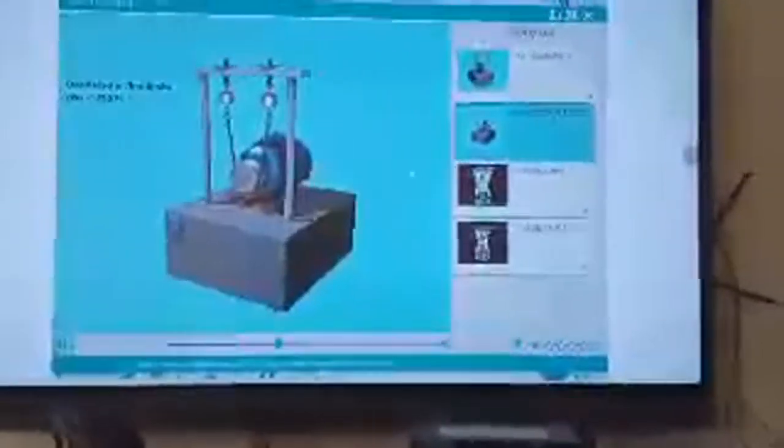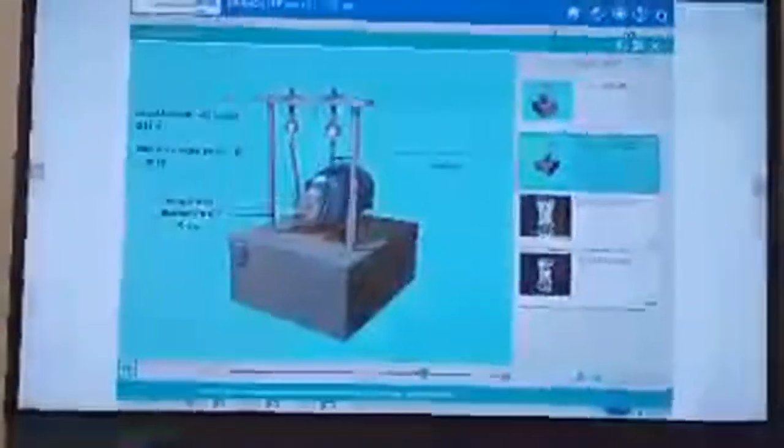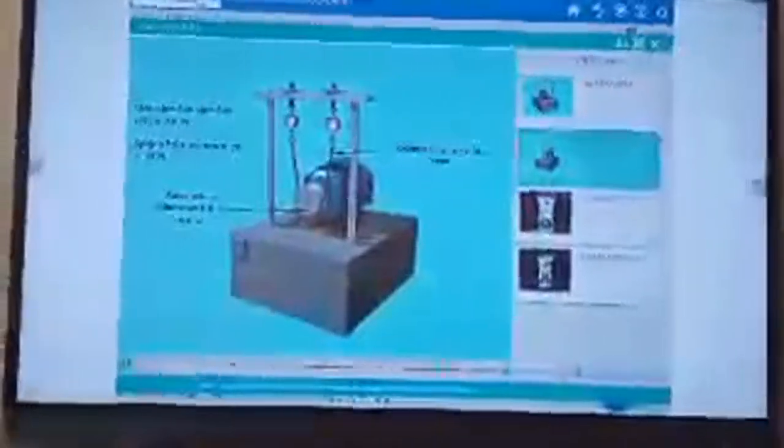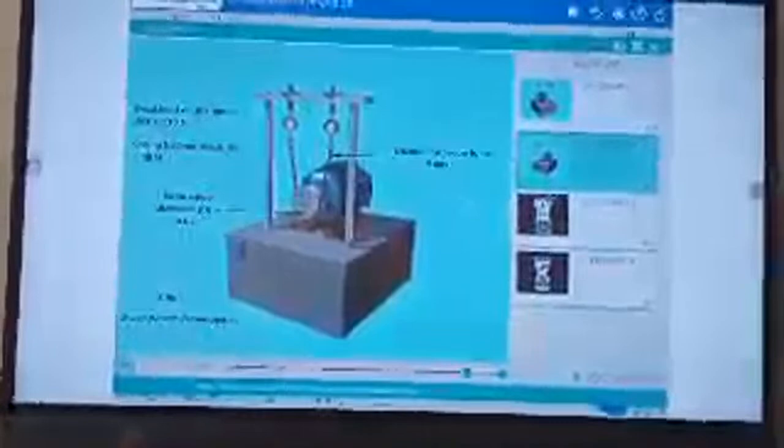Example 2. In this example, we find the brake power developed. Let us see the 3D model of rope brake dynamometer. Dead load on the brake is 210 Newton. Spring balance reading is 30 Newton. Rope wheel diameter is 0.6 meter. Diameter of rope is 0.005 meter. Based on the given data, calculate the brake power developed.